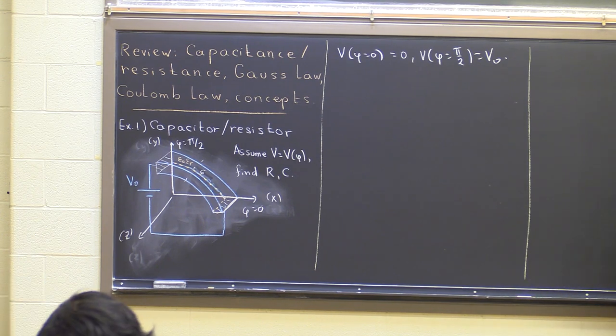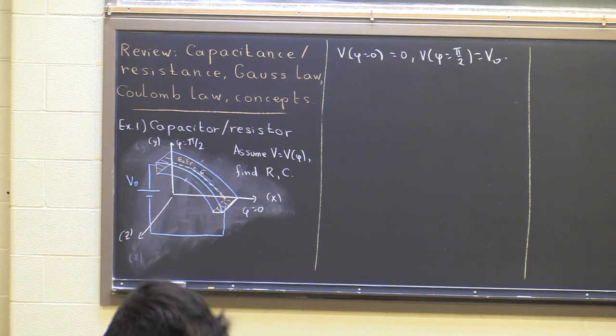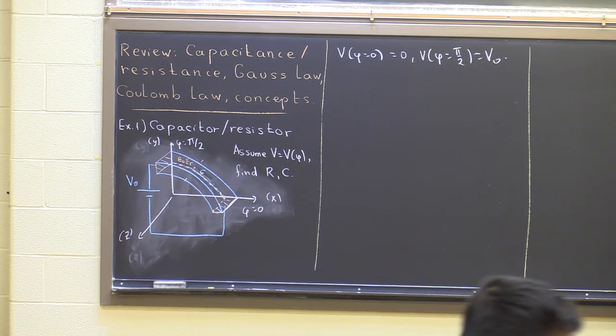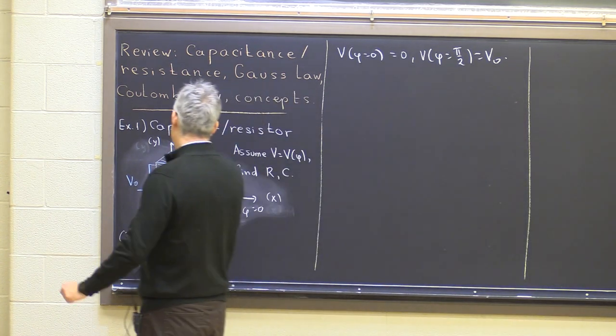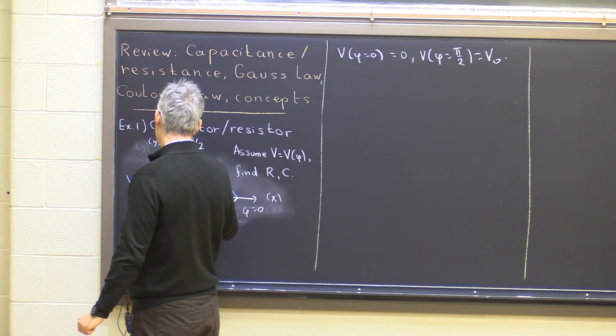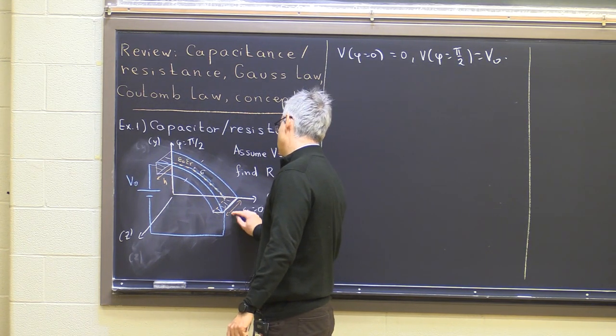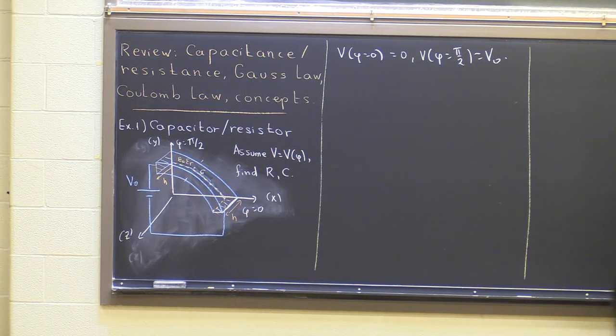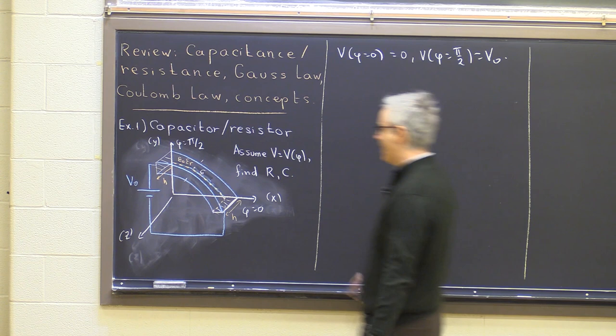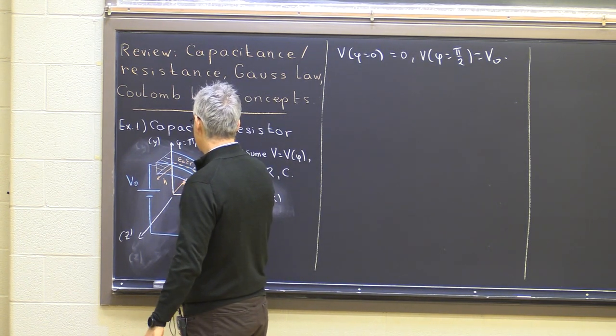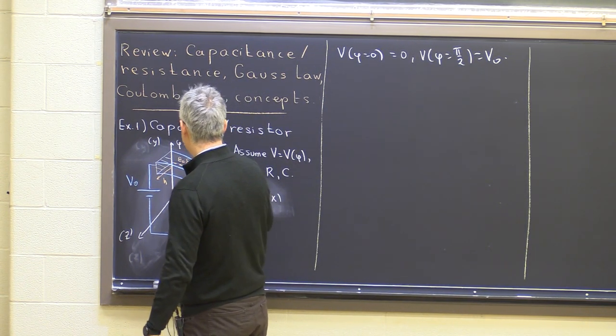You see that there are these electrodes, and these electrodes have a thickness equal to H on this side. So this is H. And this whole thing has been made out of a cylindrical shell. So the inner radius is A, and the outer radius is B.